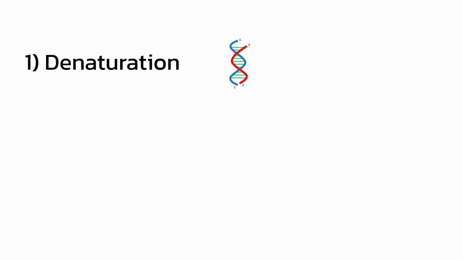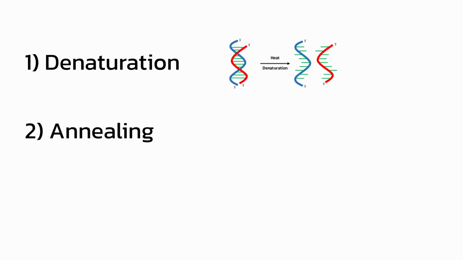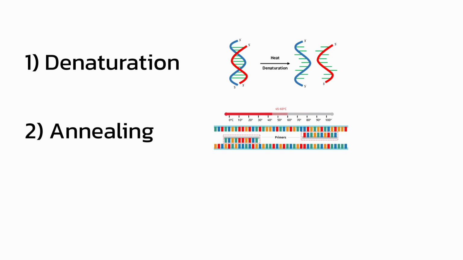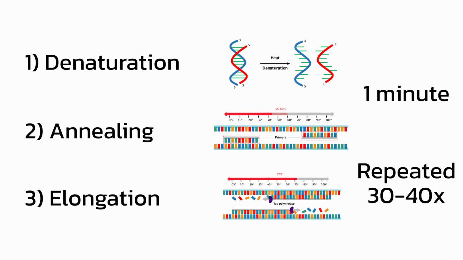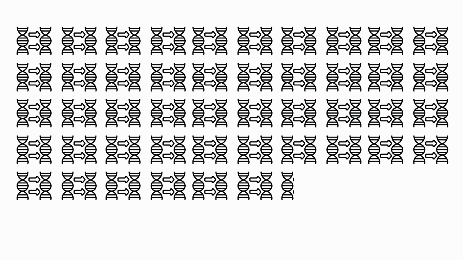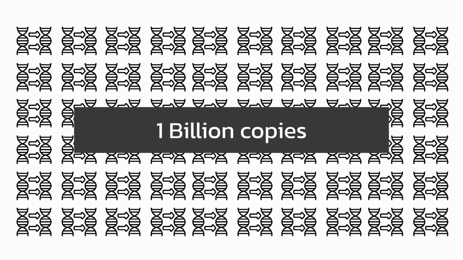The process can be simplified into 3 steps. First, the DNA obtained from a sample is denatured, meaning the double helix is unzipped, so to speak, and separated into 2 DNA strands. Secondly, annealing takes place, which involves primers binding to the DNA strands. Thirdly, elongation or extension of the DNA strand occurs. The cycle continues for about 1 minute and is then repeated 30 to 40 times. The amplification is exponential, which can lead to 1 billion copies of the original DNA segment.